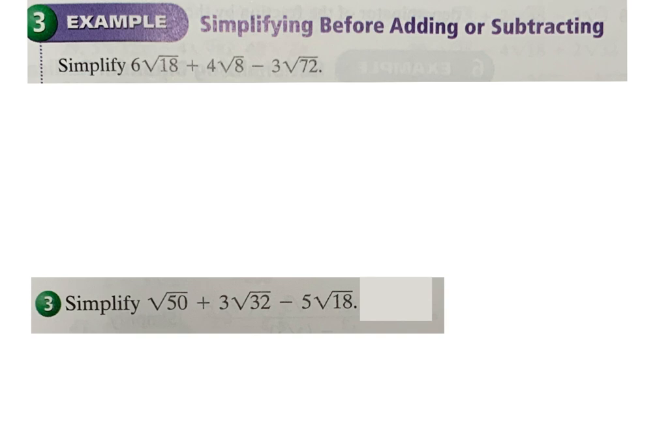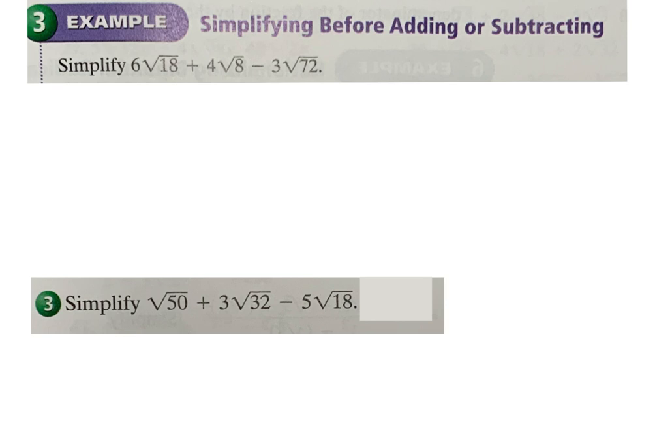So let's look at this one. We have 6 square root of 18 plus 4 square root of 8 minus 3 square root of 72. Just briefly looking at that, you would say I can't add them. However, what you'll notice is they are not simplified. So I can make these more simple than they are, all right? Which means before I decide if I can add or subtract them, I need to simplify them.